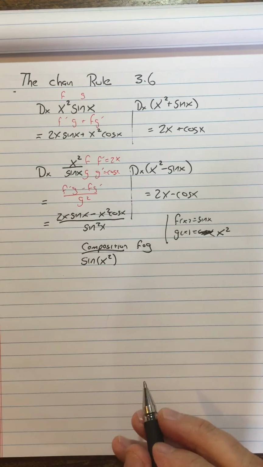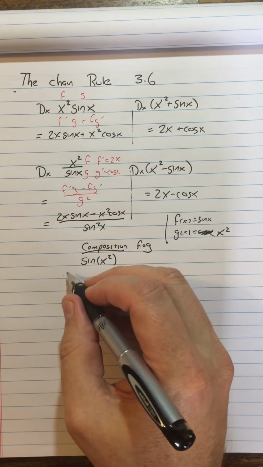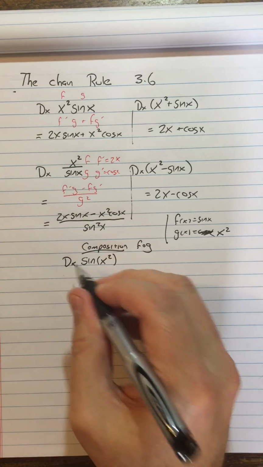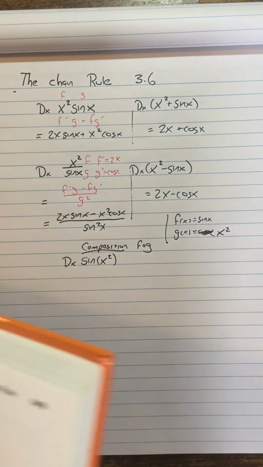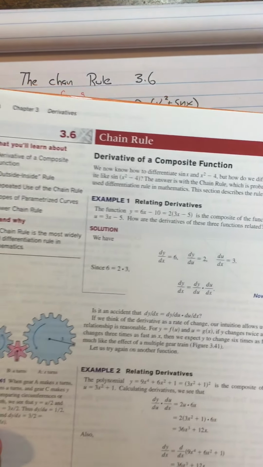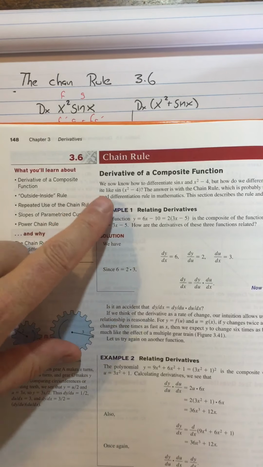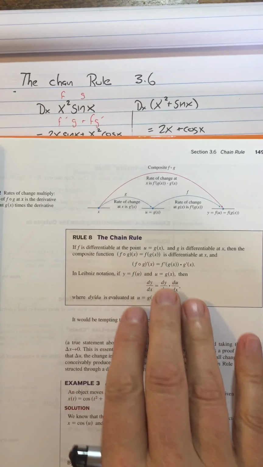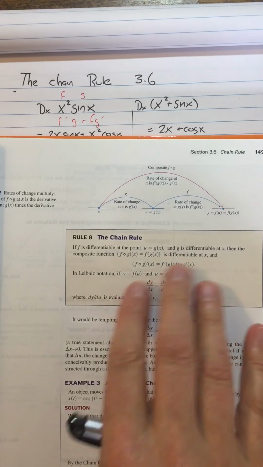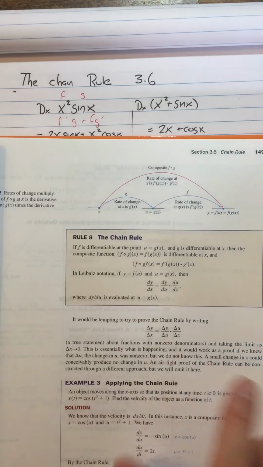So what if I want to know the derivative of sine of x squared? Well, none of these rules apply. So what rule does apply? You have a rule that deals with compositions in your book, section 3.6, the derivative of a composite function. That's a composition. And here it is, it's called the chain rule. It's laid out okay here.